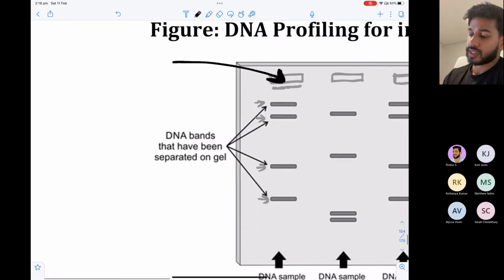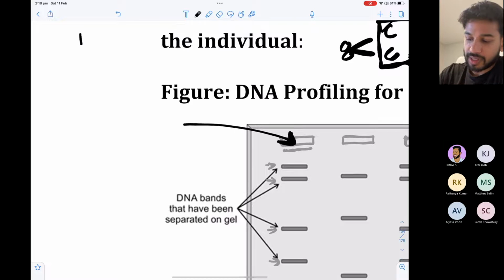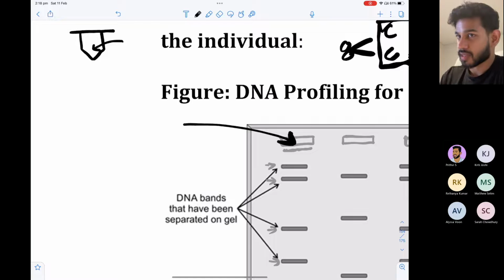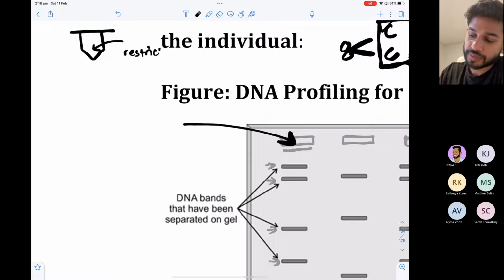The reason that you see individual fragments is because in that tube in PCR, what we also add, that I didn't mention last lesson, I wanted to see if anyone knew this because they have asked one question in the trial exams about it, is restriction enzymes. Restriction enzymes.